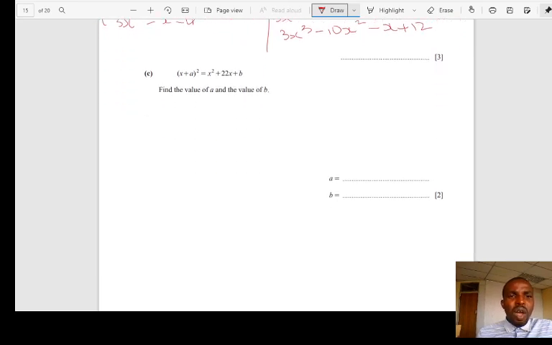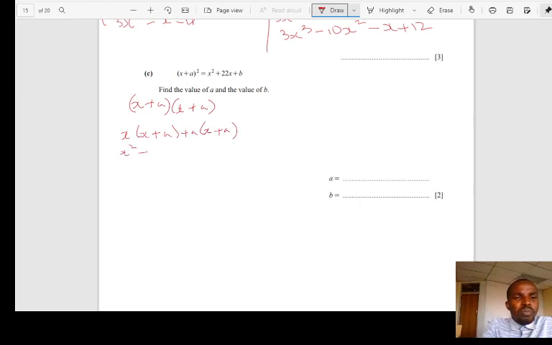Next, find the value of a and the value of b. So on this one, what you do is you expand the left side, then you compare the coefficients, or you equate the coefficients. The left side is x plus a, then x plus a, like this. Then it will be x plus a times x plus a, which is x squared plus ax plus ax plus a squared, which means it will be x squared plus 2ax plus a squared. And now we are equating it with x squared plus 22x plus b.